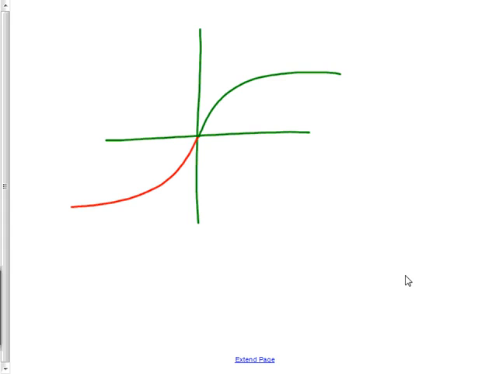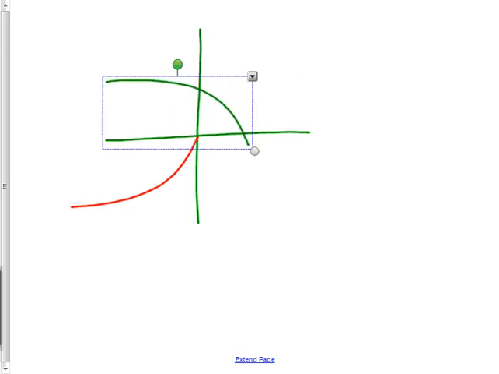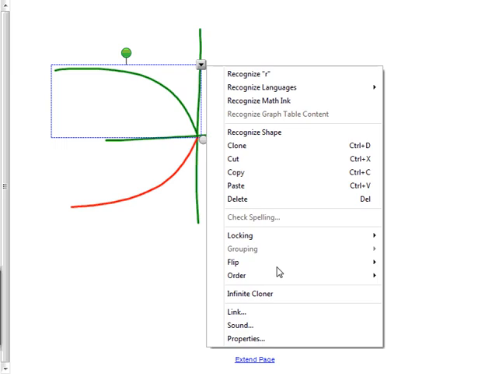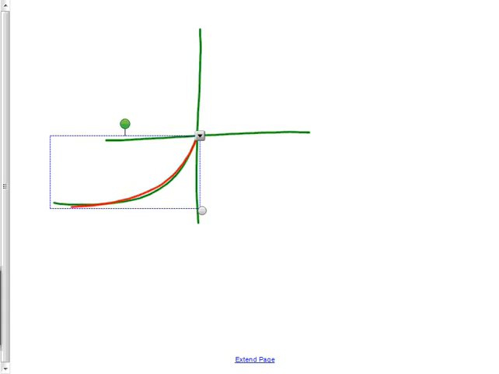In fact, I bet I could do it with this. I could say flip, left, right. Then I got to slide it over. I really wish you didn't have to do that, but and then flip, up, down. There we go. Okay, so there's a bunch of things about graphing that you've learned before.